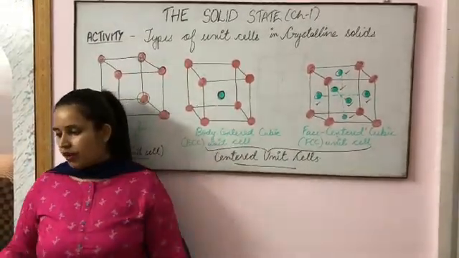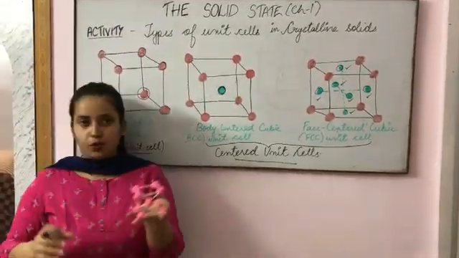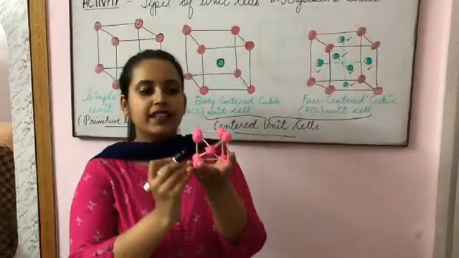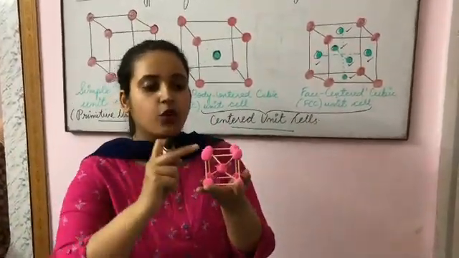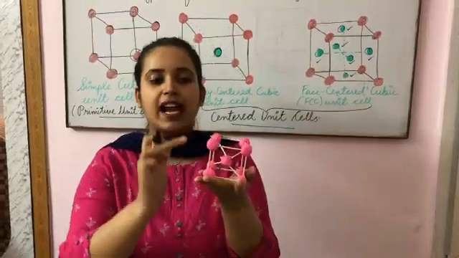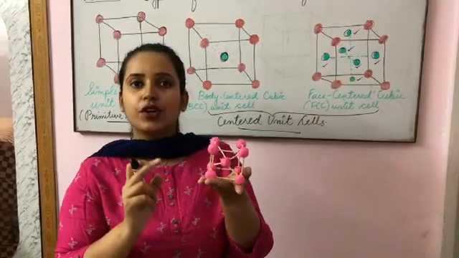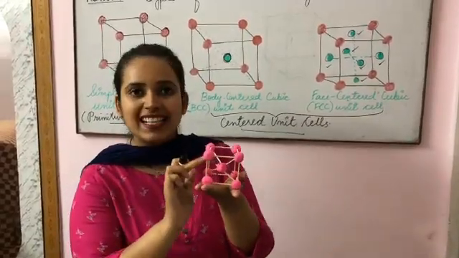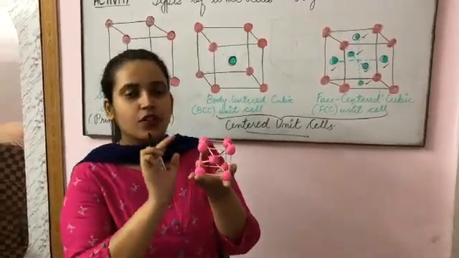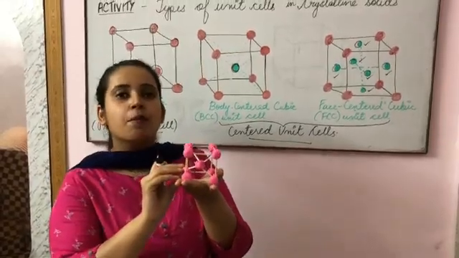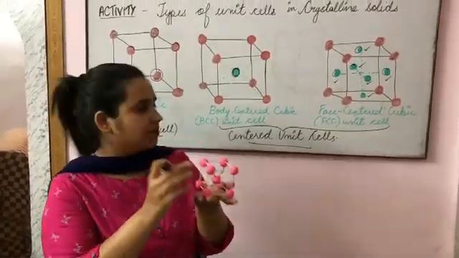Talking about its 3D model, it can be shown with the help of this structure. In this structure, as you can see, the constituent particles are present at the corners of each unit cell, and also one constituent particle is occupying the body center of this unit cell. So such type of structure is known as body-centered cubic unit cell.